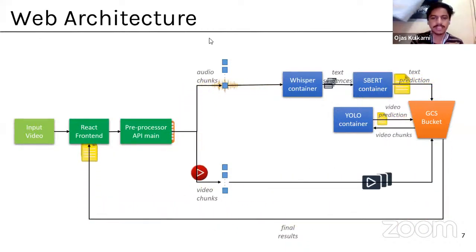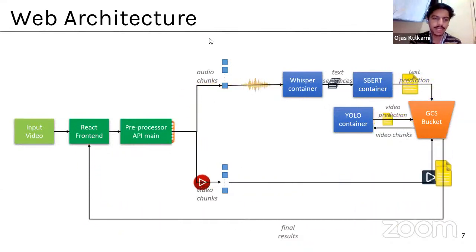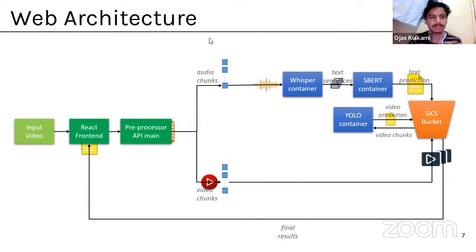Yeah, so I had a question. Why are we using text prediction? Isn't this based on the human emotions captured by the camera?